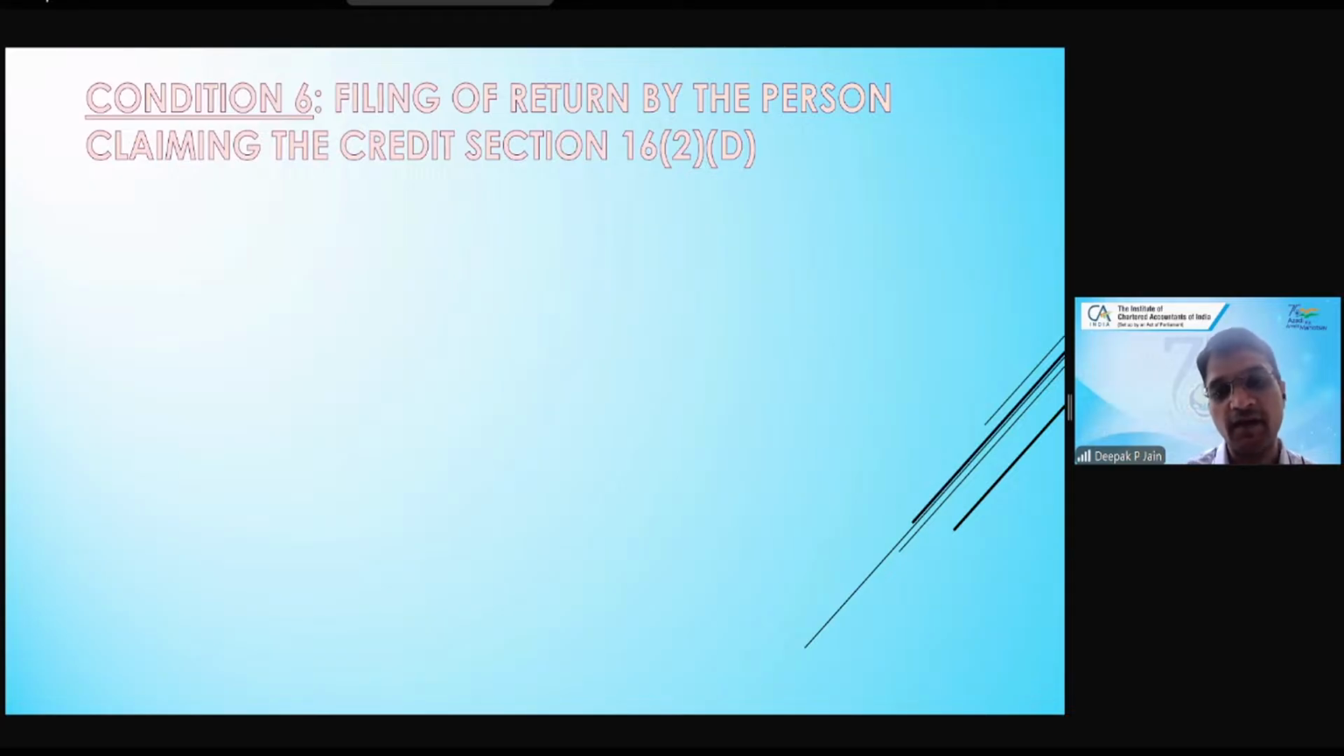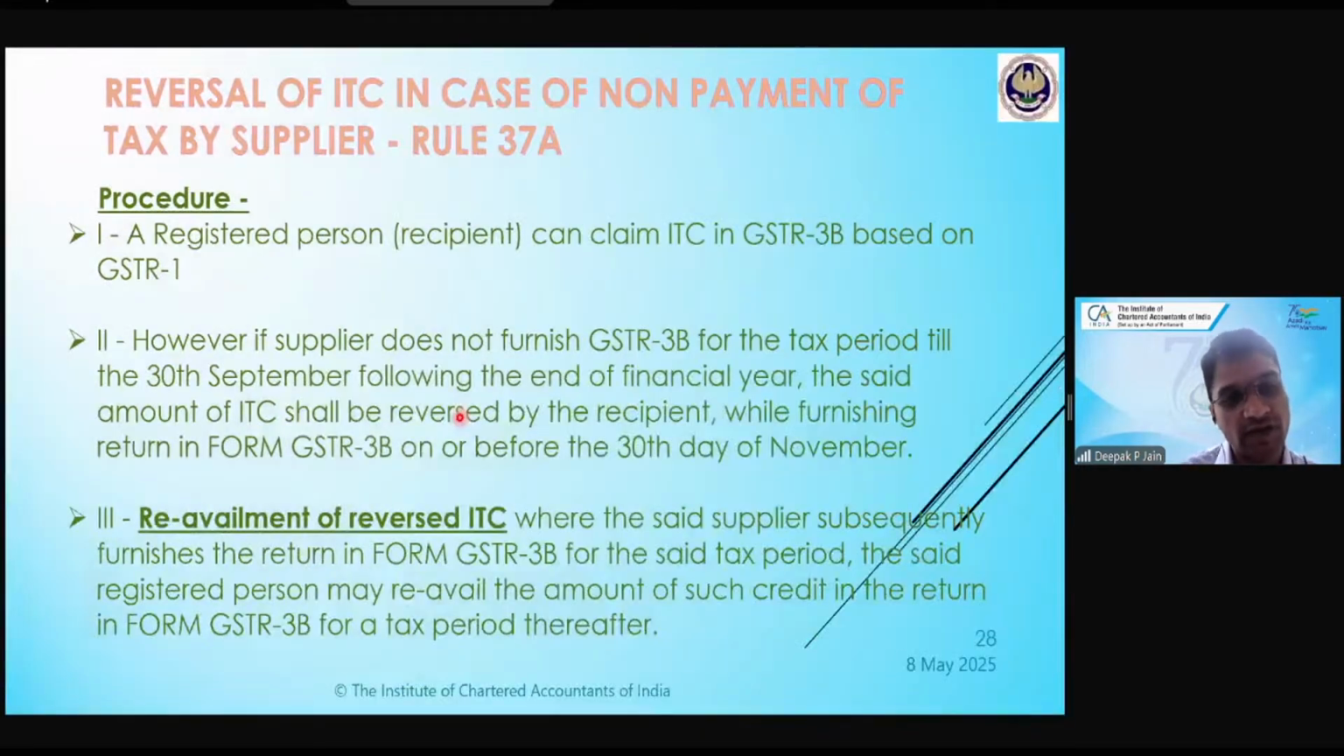Why is a recipient not reversing till then? Why two months? See, by September, you will get to know. And if you want to reverse in September, fine. But September's return is getting filed in October. By the time you get to know, it will become the October return. So practically, when you file October's return, that is when you have to reverse it.